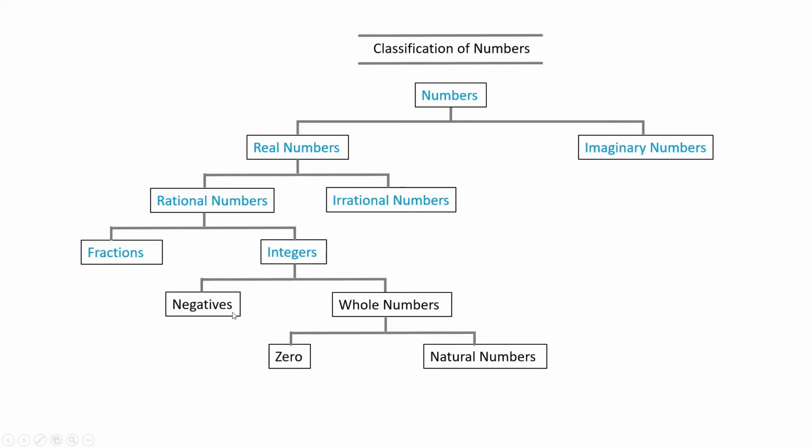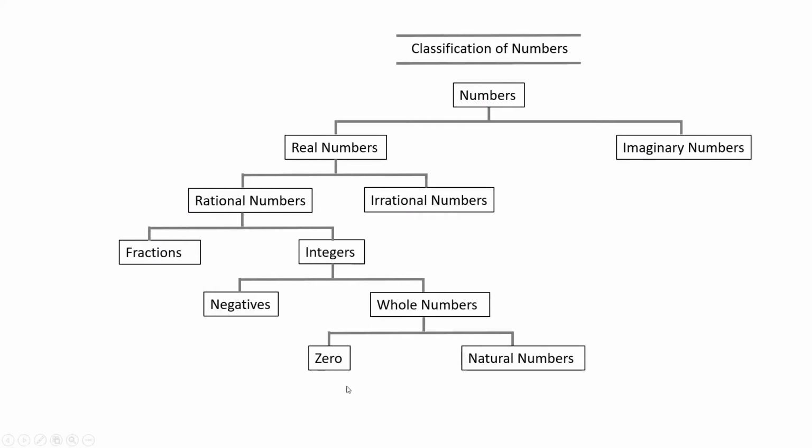Integers can either be negatives or whole numbers. Whole numbers can be either a zero or natural numbers. Now we will see what are the numbers in each of the classifications. We will start from the bottom.